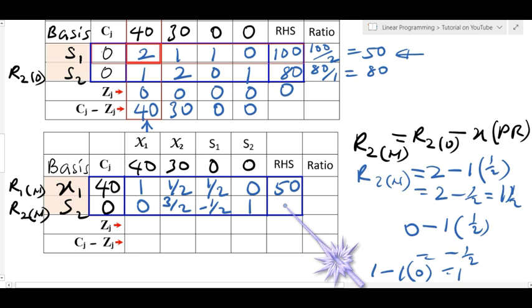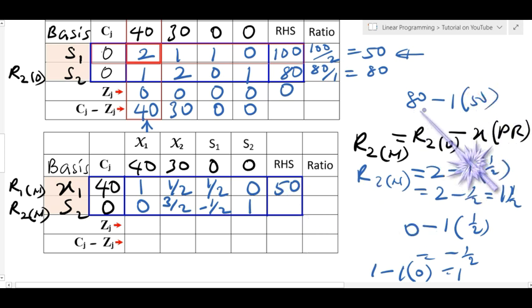The next one is going to be R2 old, 80, minus the factor, which is 1, into the PR, the pivot row, which is 50. So 80 minus 50 is equal to 30. Can you see that? That's how to fill in this row, and that's what we call elementary row operation. Then after that, you fill the other rows.